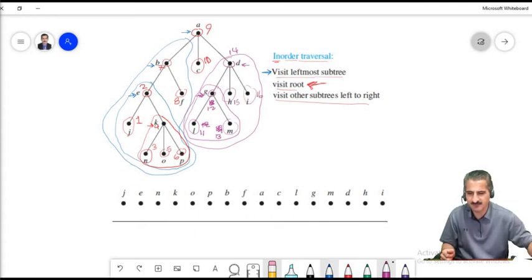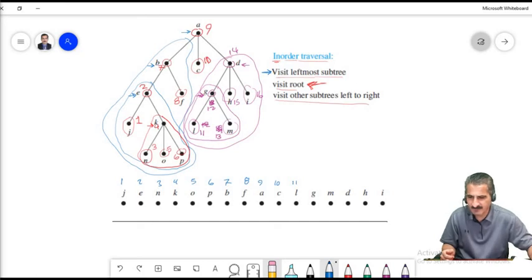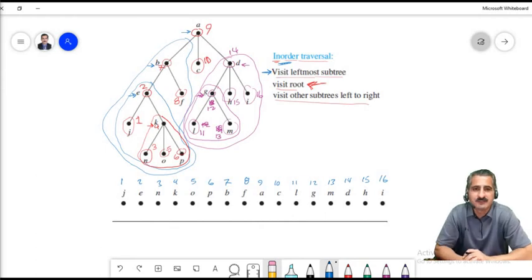Okay, so if we match the numbers, this will be 1, 2, 3, 4, 5, 6, 7, 8, 9, 10, 11. Doing fine. They are matching, right? As the ones I did there. 14, yes, good. And 16. Okay, so this is the in-order traversal. So good. You need to practice so that you distinguish between these three algorithms.